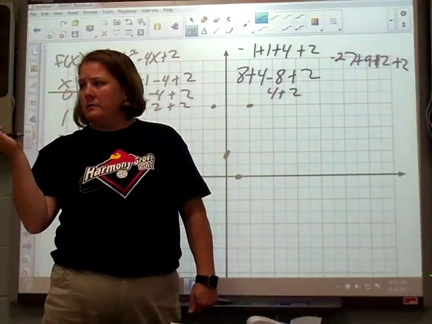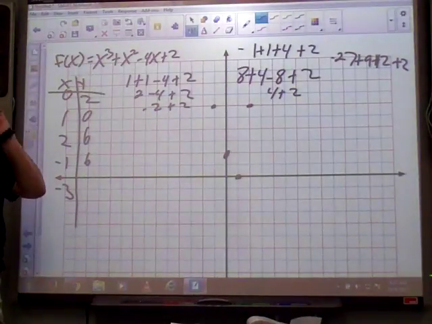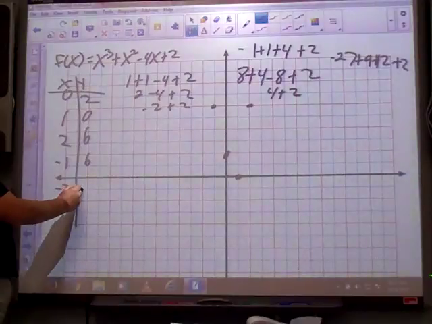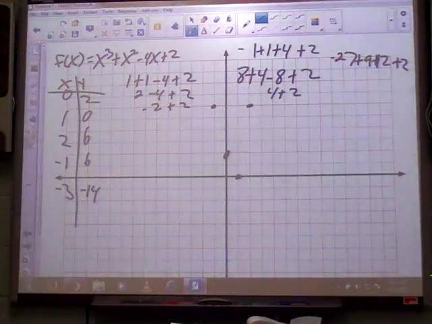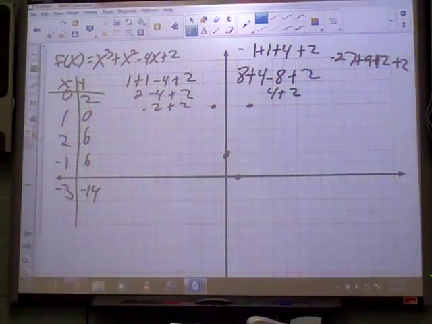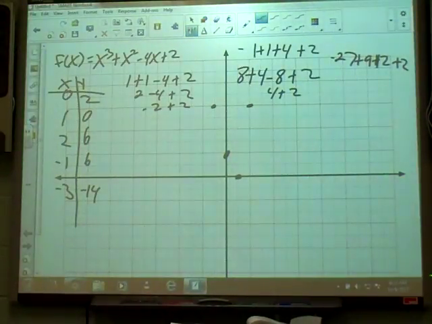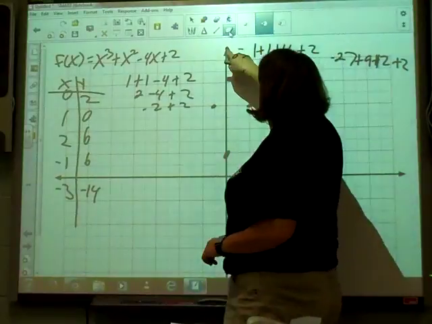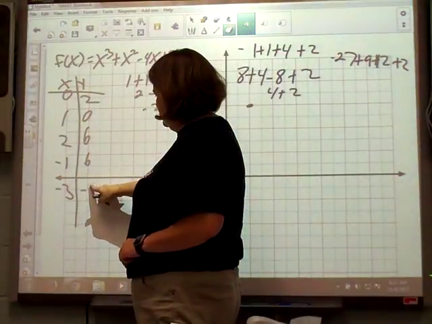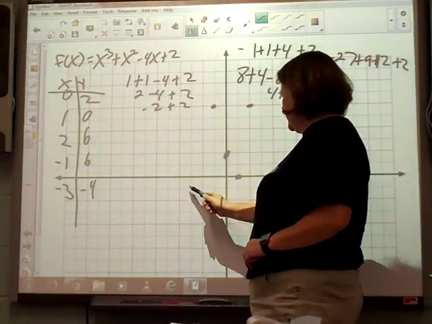Negative 27 plus 9 plus 12 plus 2. What number? Negative 3. Say that again, Molly. Negative 27 plus 9 plus 12 plus 2, Trevor. Negative 27 plus 9 is negative 18, plus 12, plus 2. Negative 4. Oh, I thought you were saying 4, sorry. That's okay. It's negative 4. Yes, it is. So left 3, down 4.